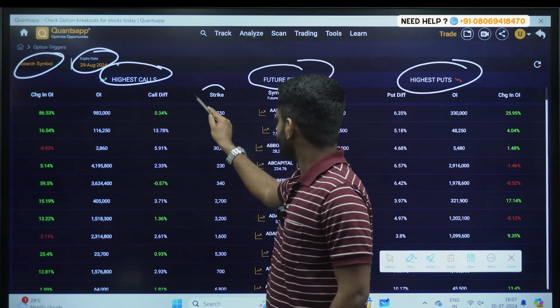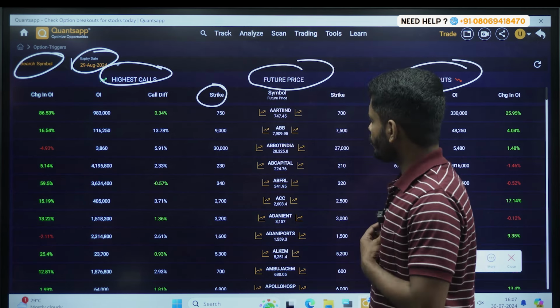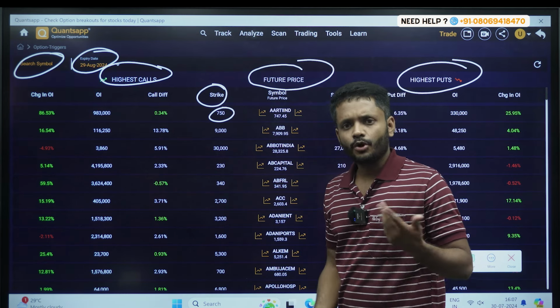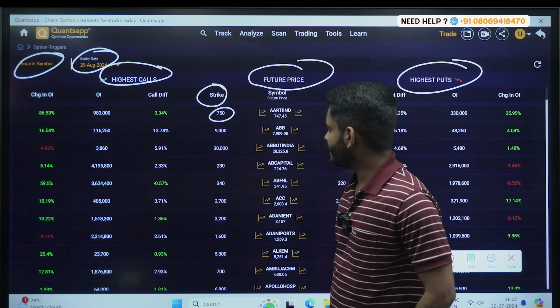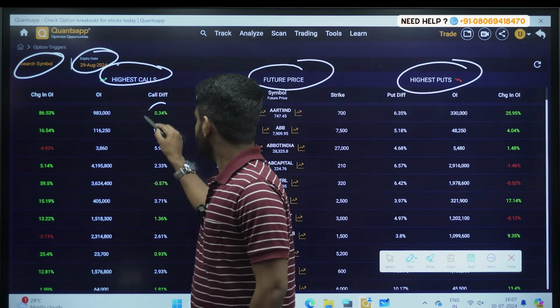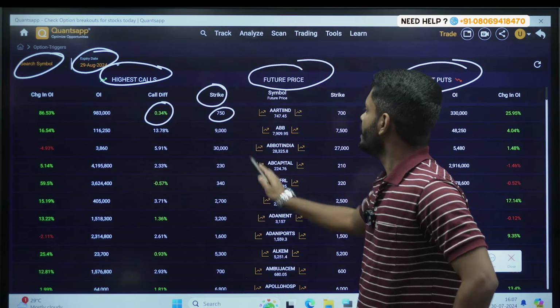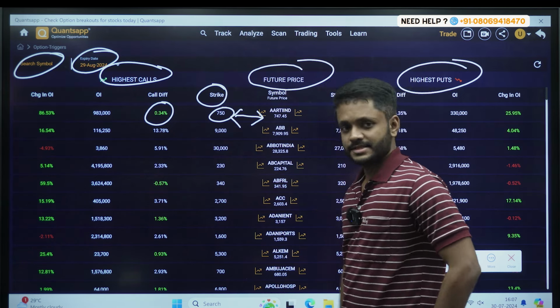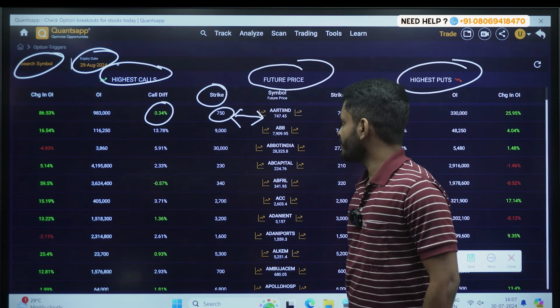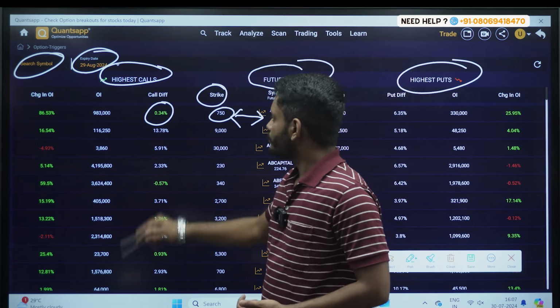Now on the left hand side, there is strike. What is this strike? This strike says the resistance level, or you can say at this level the call writers are active. For Aarti Industries, 750 we can consider as a resistance. Now there is call difference. What is call difference? Call difference is how far the stock is from its resistance level. Say Aarti Industries is trading at 747, the resistance is at 750, so in percentage terms it is 0.34.